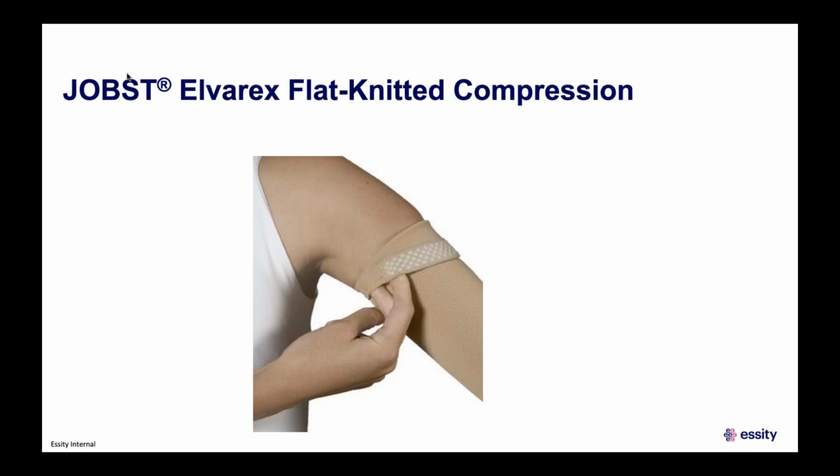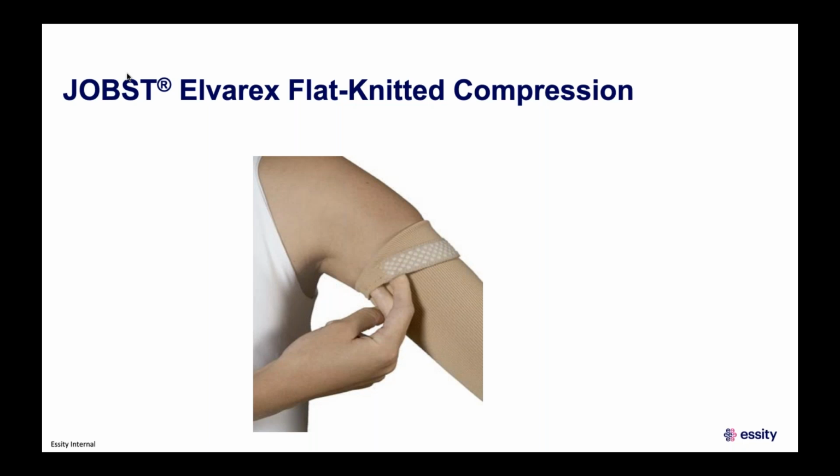So let's go over the different types of garments, starting with the Elvarex flat knit compression. The advantages are that it is less bulky and more functional. It's more comfortable to wear, especially during warm weather, but the disadvantage is that it's less bulky, and so it's less effective. So the bulkiness works for it and against it. It's a good daytime garment.